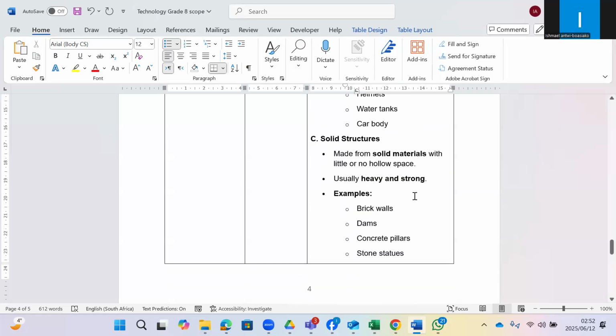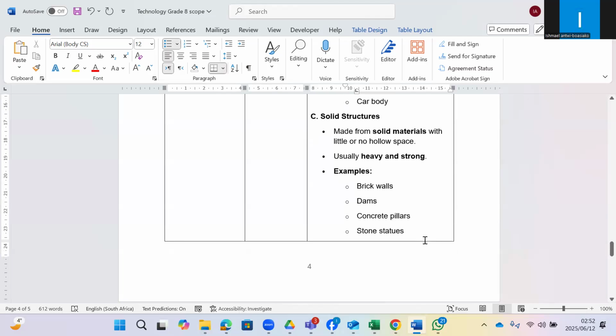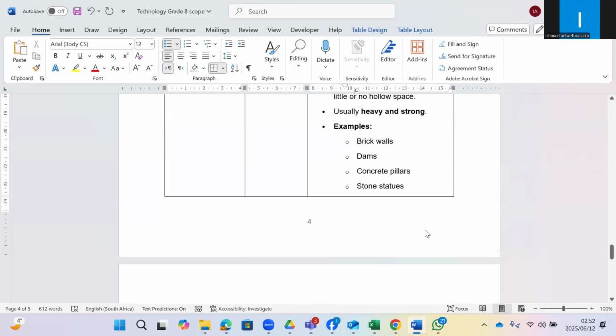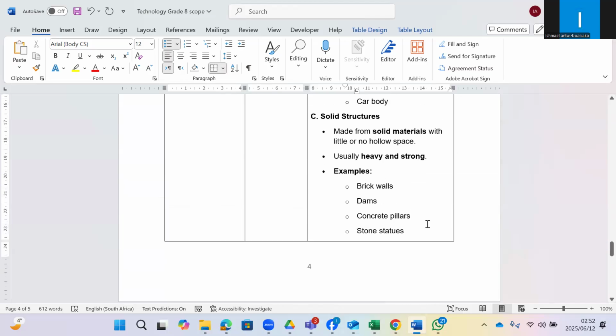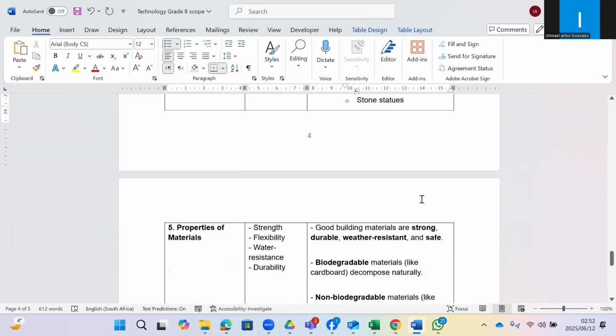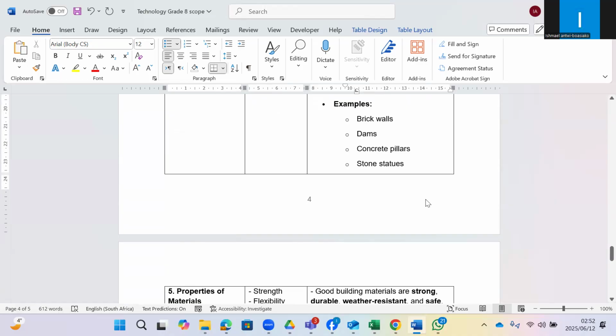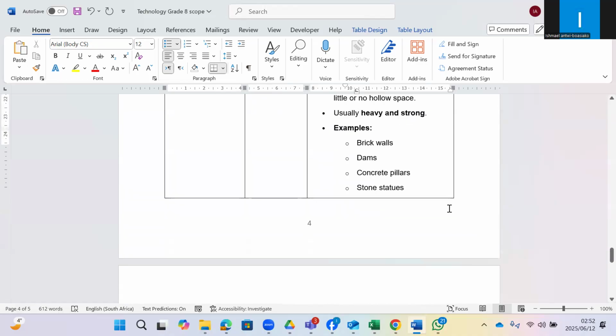But then the solid structure is made of solid material with little or no hollow space. They are heavy and strong. Examples are brick walls, dams, concrete pillars, stone statues, and others. So all those are solid structures. So you must know them and the examples and how to define them as well.